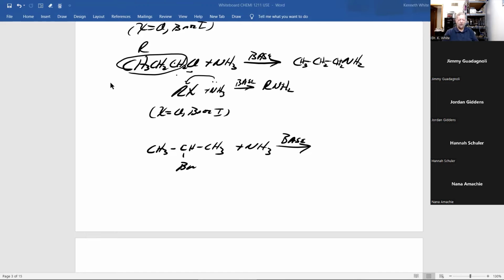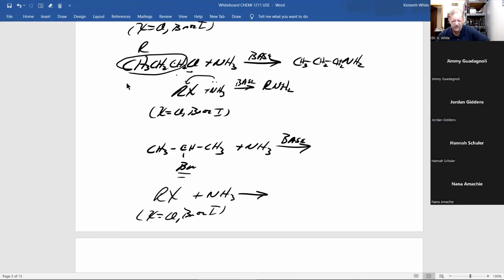All right, let's do it. Look at this molecule here. What's different? What's not carbon? What's not hydrogen? Ooh, bromine on a carbon, alkyl halide. X can be chlorine, bromine, or iodine. And we have ammonia, NH3, in the presence of base. And what do you get? You get a primary amine.